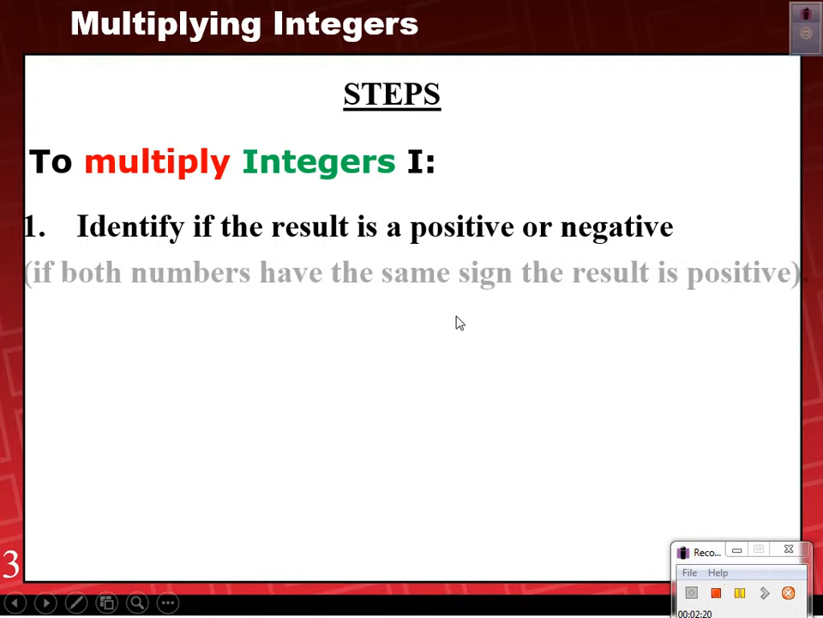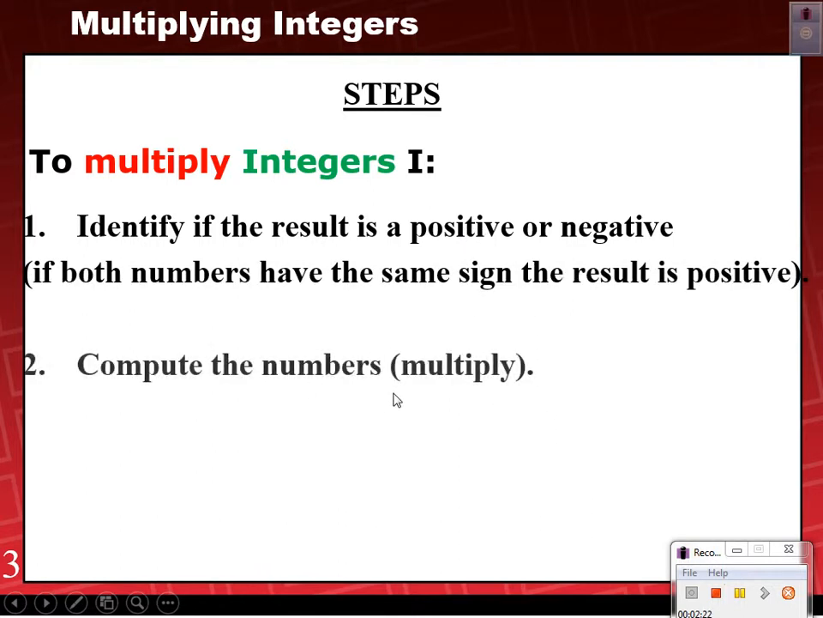From there, step 2, compute the numbers, which means multiply. And number 3, simplify. And this is a refresher in parentheses. If both numbers have the same sign, the result is positive. And we're going to go over a couple of examples so we can... So if it's negative times a negative, it's positive? Right.